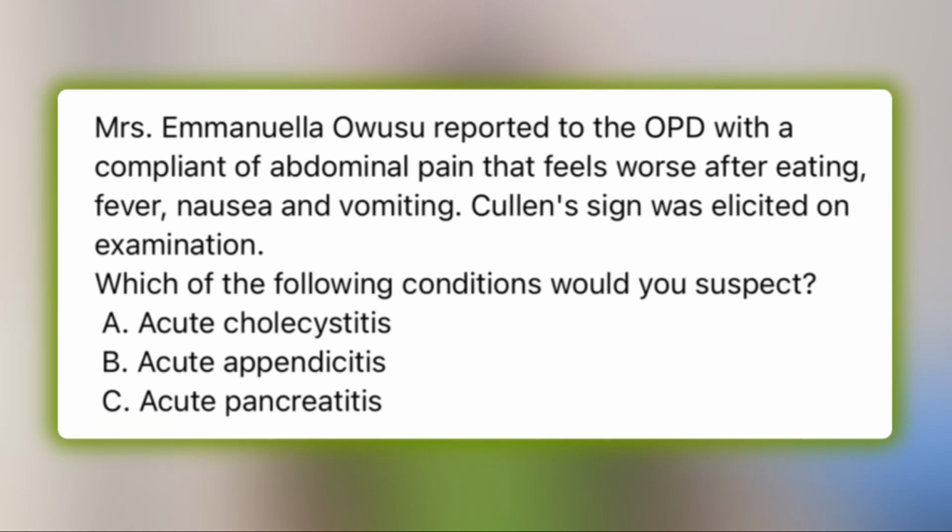Next question on the screen. Miss Emanuela Owusu reported to the OPD with a complaint of abdominal pain that feels worse after eating, fever, nausea, and vomiting. Cullen's sign was elicited on examination. Which of the following conditions would you suspect? A. Acute cholecystitis. B. Acute appendicitis. C. Acute pancreatitis. Option A says acute cholecystitis.